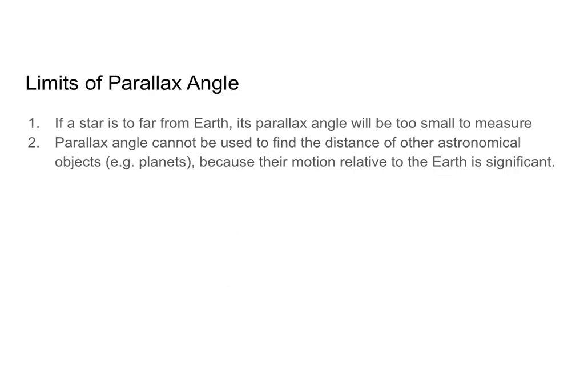Okay, so hopefully you realized that if a star is too far from Earth, then its parallax angle could be too small to measure. So remember, D equals 1 over P. If my parallax angle is 3 arcseconds, that's still a very small fraction of a degree. And so if my distance is very, very far, then I may not be able to measure that parallax angle with the tools that I have on Earth. So that's the first thing. Again, if a star is too far, then we can't measure its parallax angle.